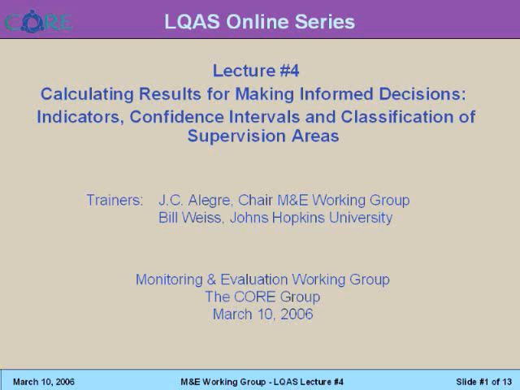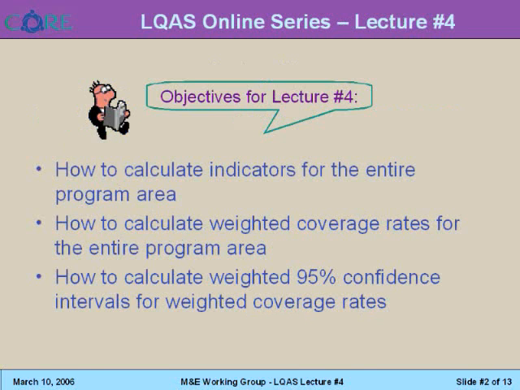As we addressed the tabulation process in the previous lecture, in this lecture we will use tabulated data and make further calculations in preparation for analysis of data resulting from using LQAS. We will take a closer look at how indicators are obtained for the entire program area, as well as confidence intervals. But more importantly, how to start the analysis of these results in order to make management decisions at the local and program levels.